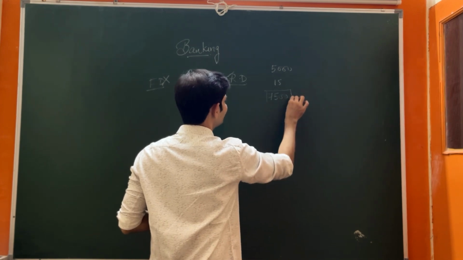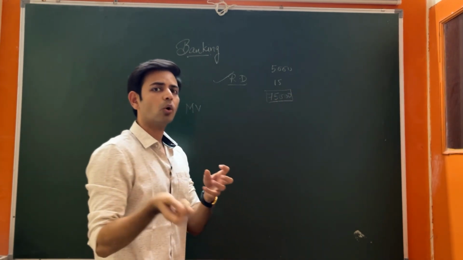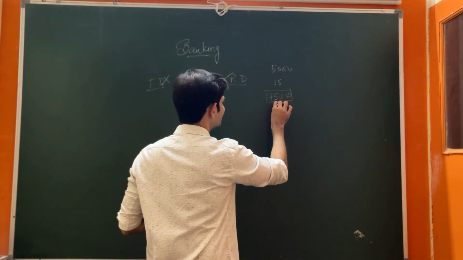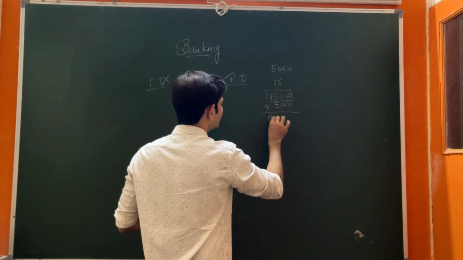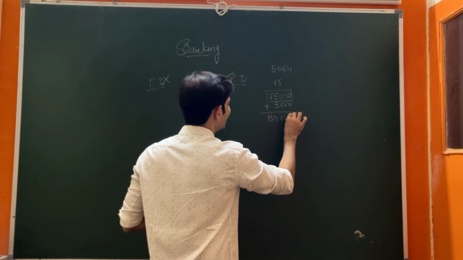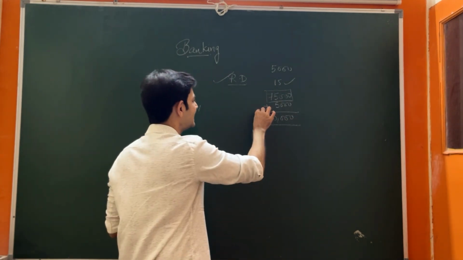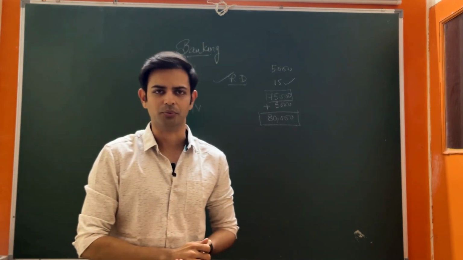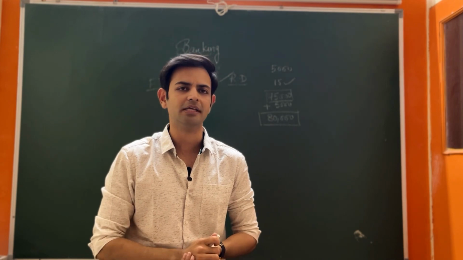Now this 75,000 is your investment, but you also get some interest. Now for example, you get interest as 5,000. So the money that you receive after 15 months is 80,000. So this 80,000 is your maturity value. Now we have a very simple formula to calculate the maturity value.